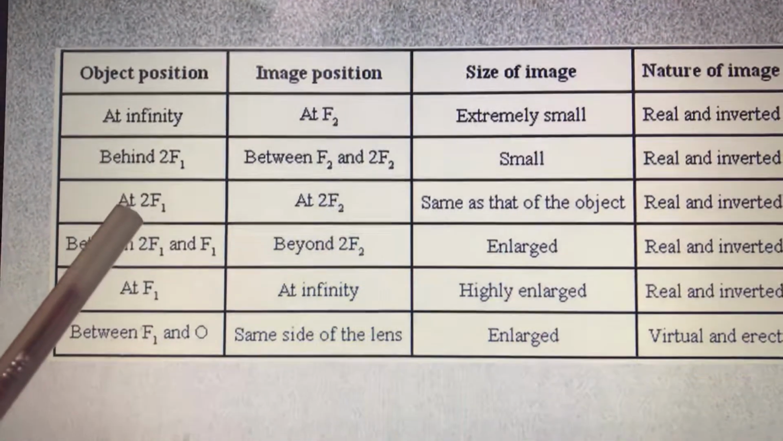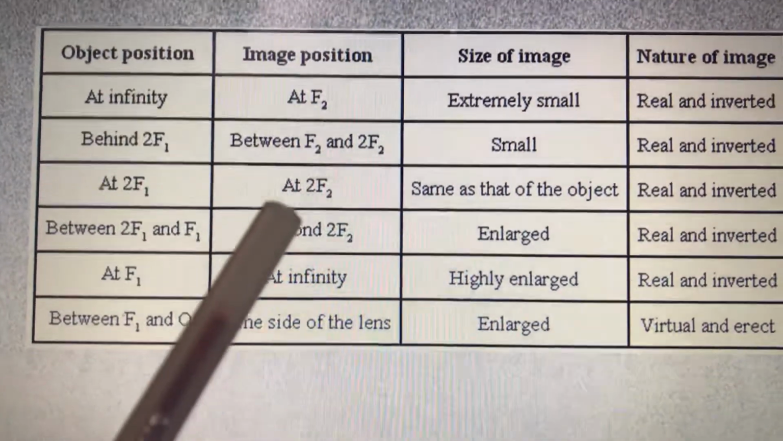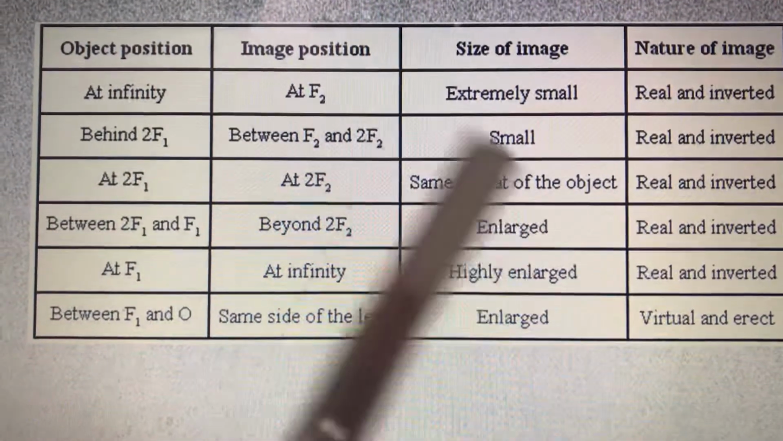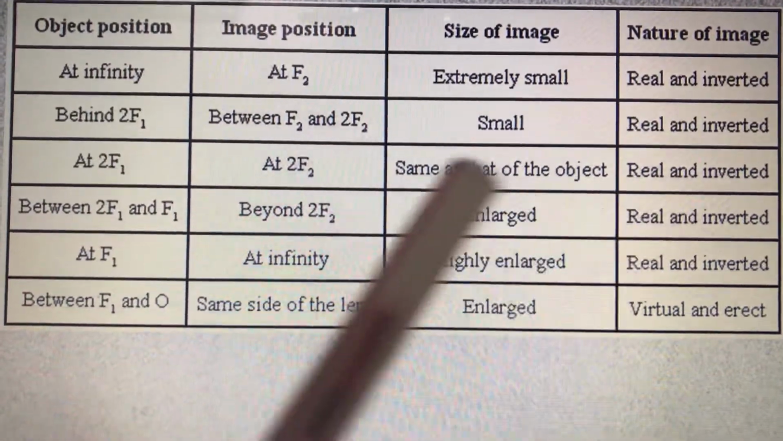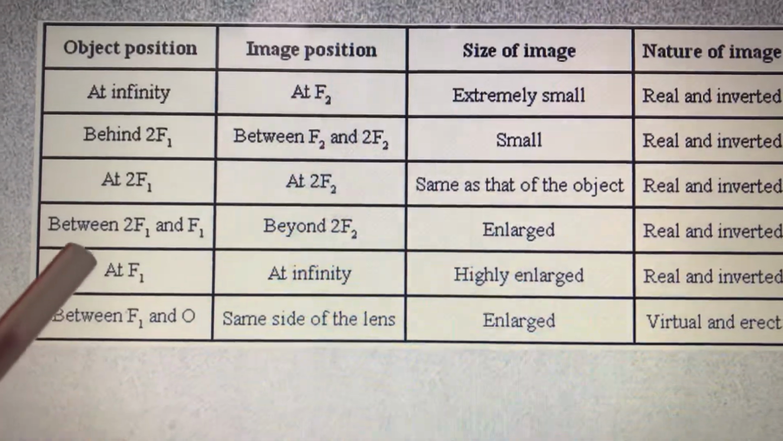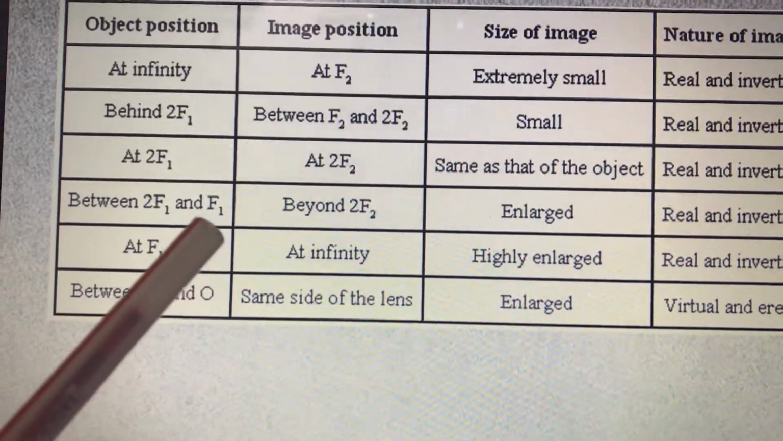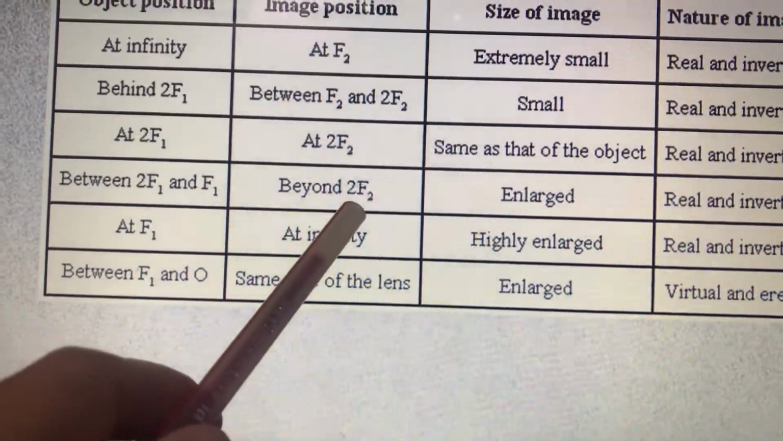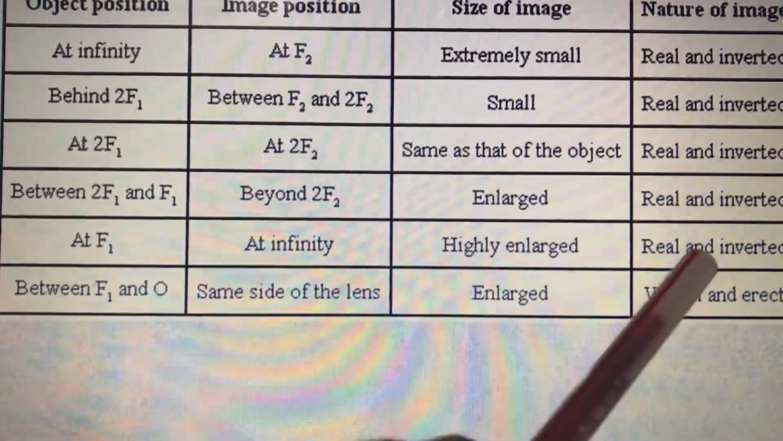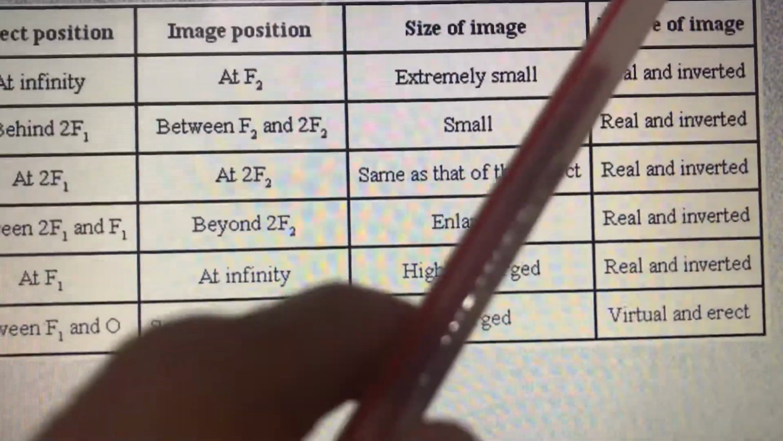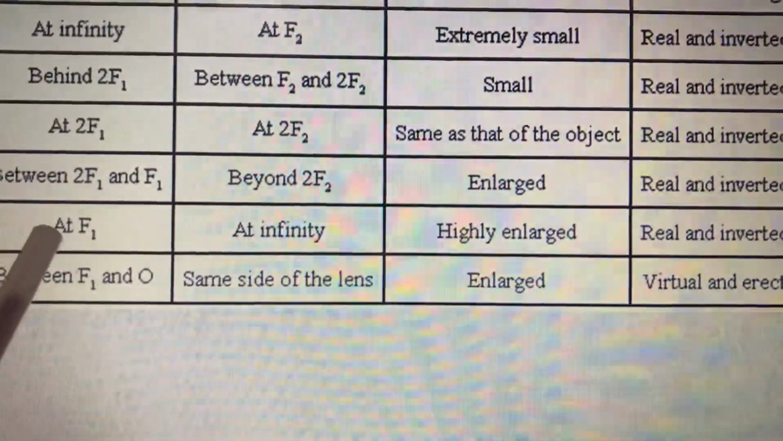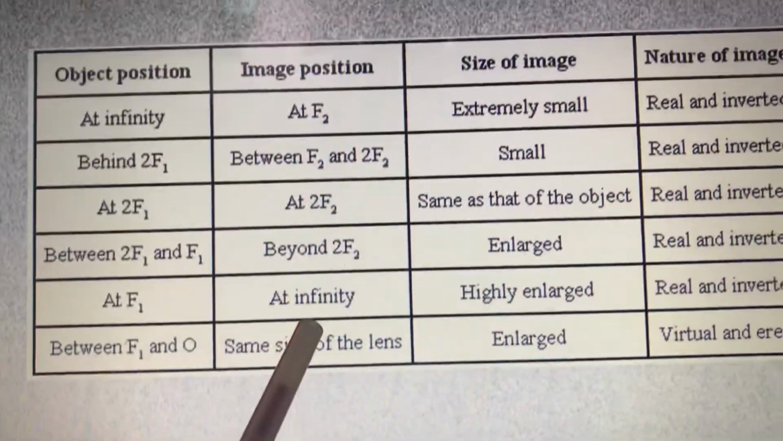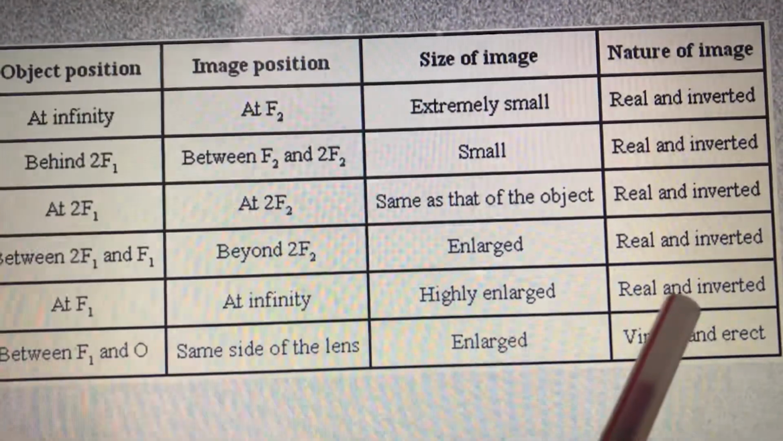At 2f1, which is the center of curvature, the image would be at the center of curvature, the same size as the object, like in the mirror, real and inverted. If the object is placed between 2f1 and f1, the image will be formed at beyond 2f2, enlarged, real and inverted. And at f1, the focus, the image would be at infinity, highly enlarged, real and inverted.